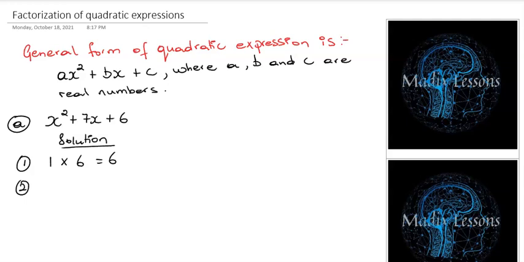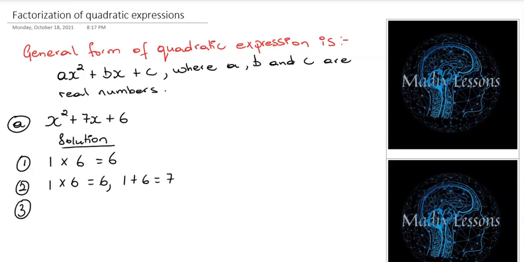Now 1 times 6 is 6. All right, 1 multiplied by 6 is equal to 6. Also, 1 plus 6 is equal to 7. So those are the two numbers that we want, guys. Those are the two numbers that we're going to be working with, because they multiply to give us 6, but when we add them, we get the 7. So that's what we want to work with. All right. Step number 3.